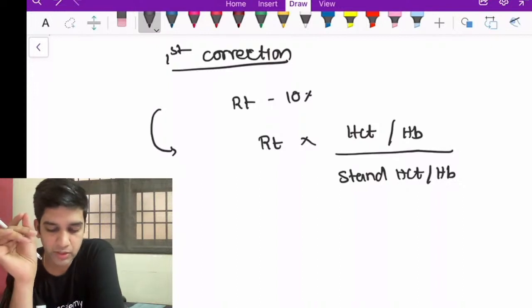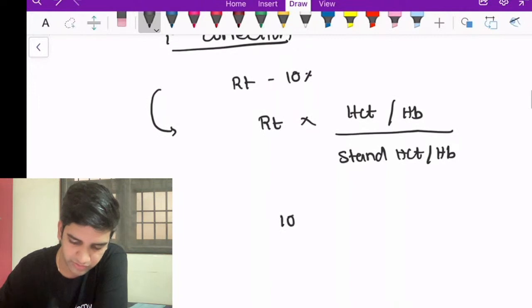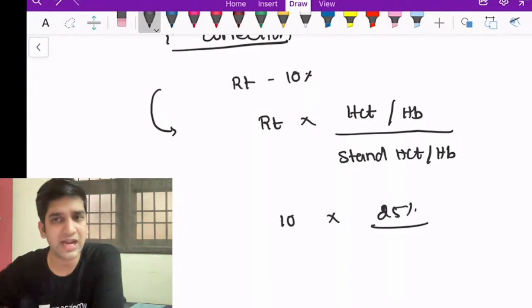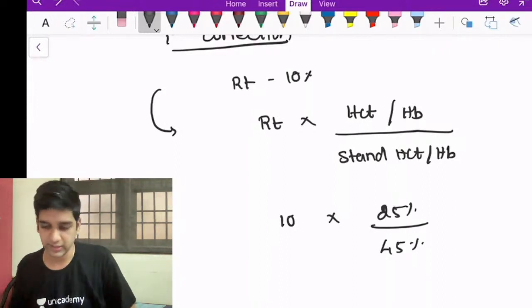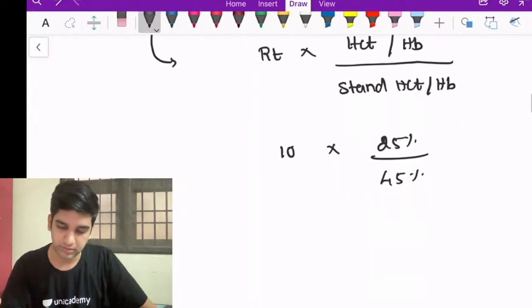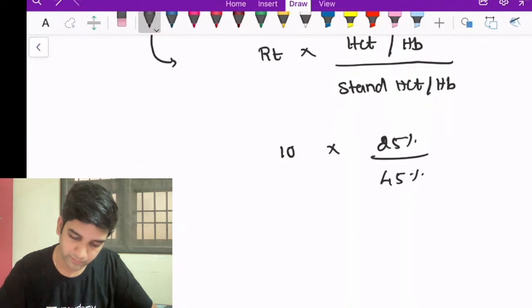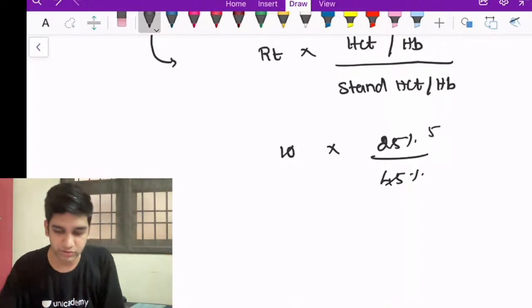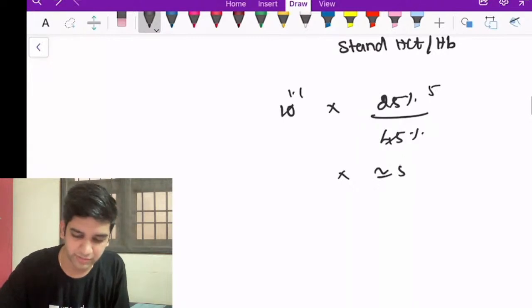Let's assume I'm giving you a random value here. Let's say the retic count is 10% and the patient's hematocrit is 25%. It's an adult male, so I consider normal hematocrit as 45%. Let's do the mathematics here: cancel 9, 10, and this is 5, approximately 1.1, so 5 into 1.1, approximately 5%.